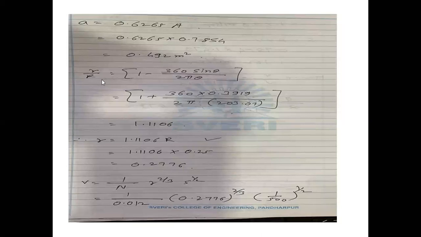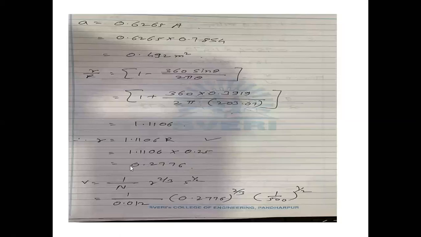Okay, from that next step we can calculate r upon R is equal to 1 minus 360 sin theta upon 2 pi theta. So sin theta value is negative, so here directly I have converted it to 1 plus 360 times 0.3919 upon 2 pi theta. Value of theta is 203.07 and calculated value for r upon R is equal to 1.1106. From that we can calculate small r by keeping the value of capital R as 0.25. We have calculated it earlier. So small r is equal to 0.2776.